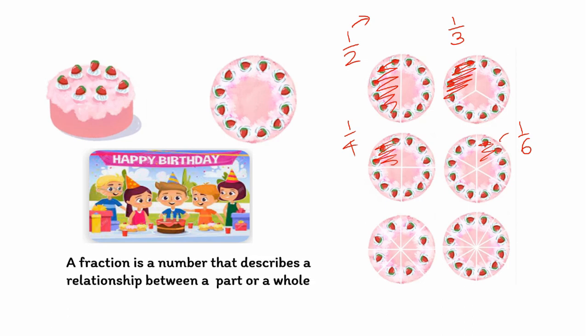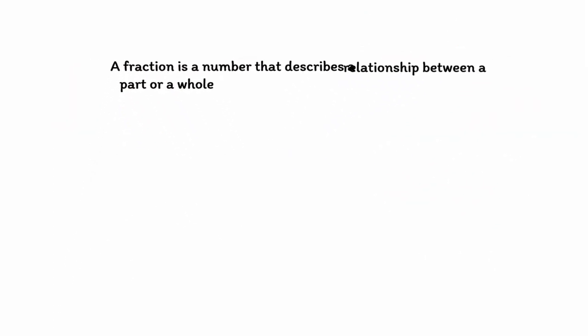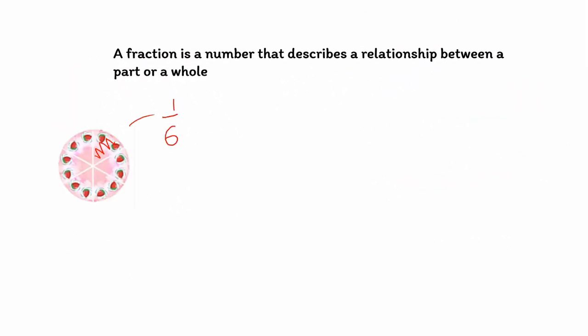Now, since it describes a relationship between a part and a whole, we call it a fraction number. Okay, so what is a fraction number? It describes a relationship between a part and a whole. How it describes, we will learn more elaborately. Okay, you had a birthday party and you had a cake like this. Okay, I choose one part and I am writing it as 1/6.